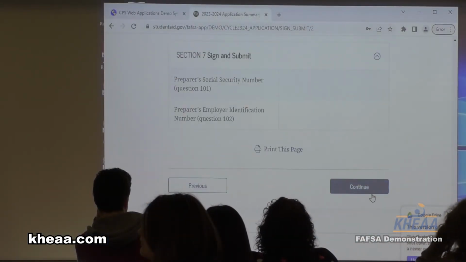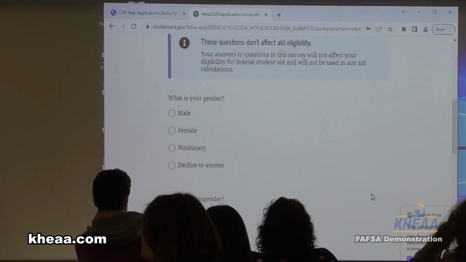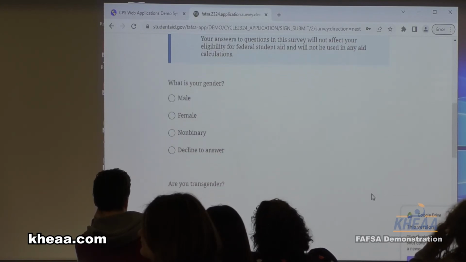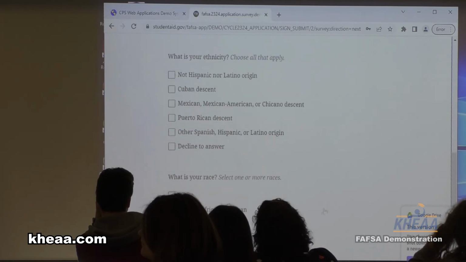All right, so the next page, what you will do is you will be prompted. Well, this is new, so it's going to ask your gender, it's going to ask your pronouns and things like that as well. This is just for the government. I don't know why. They just wanted to do things.